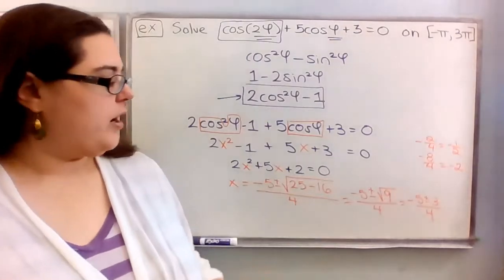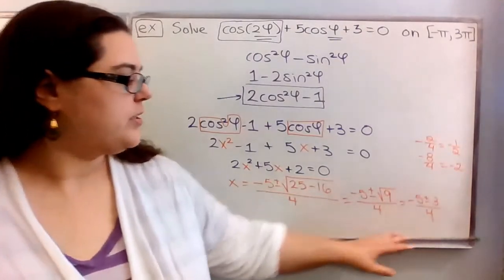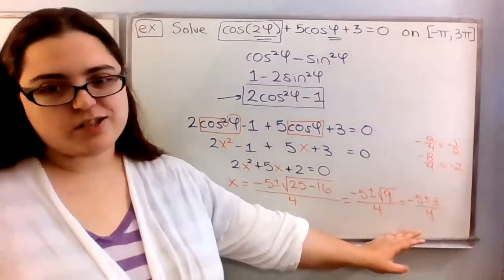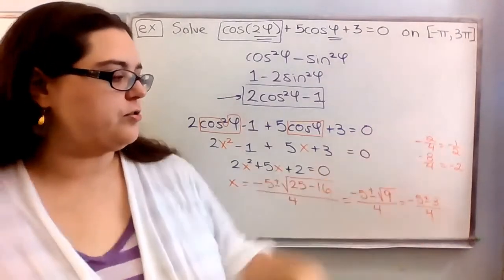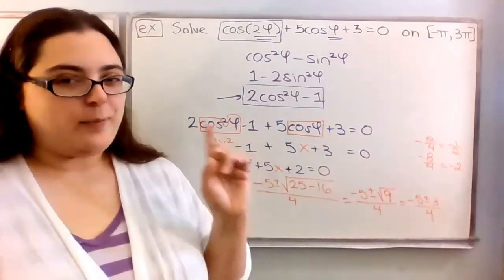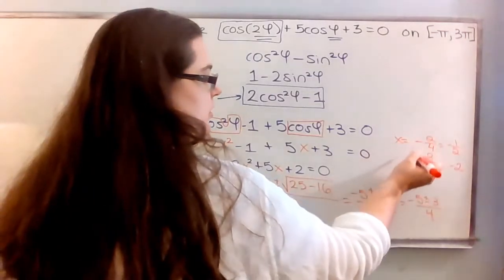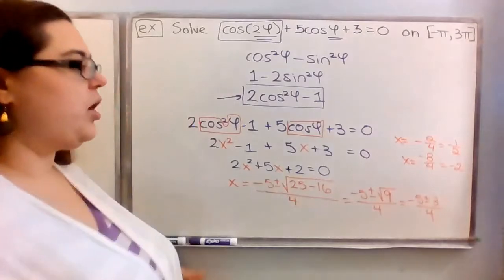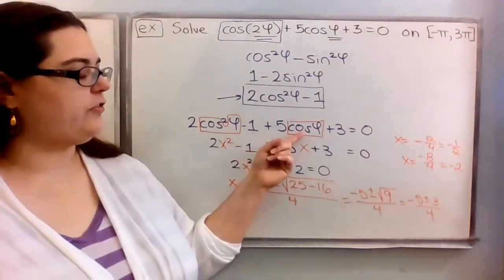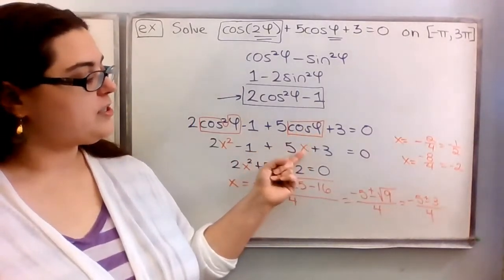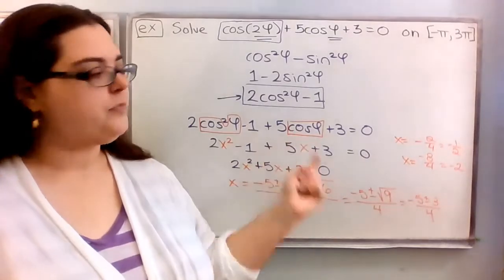All right, so you can use the quadratic formula to solve for this. This one also would have factored since we got rational solutions. Now remember, we're not done. These are values for x, and that's nice, but ultimately we want values for phi. So x was a stand-in for cosine of phi.